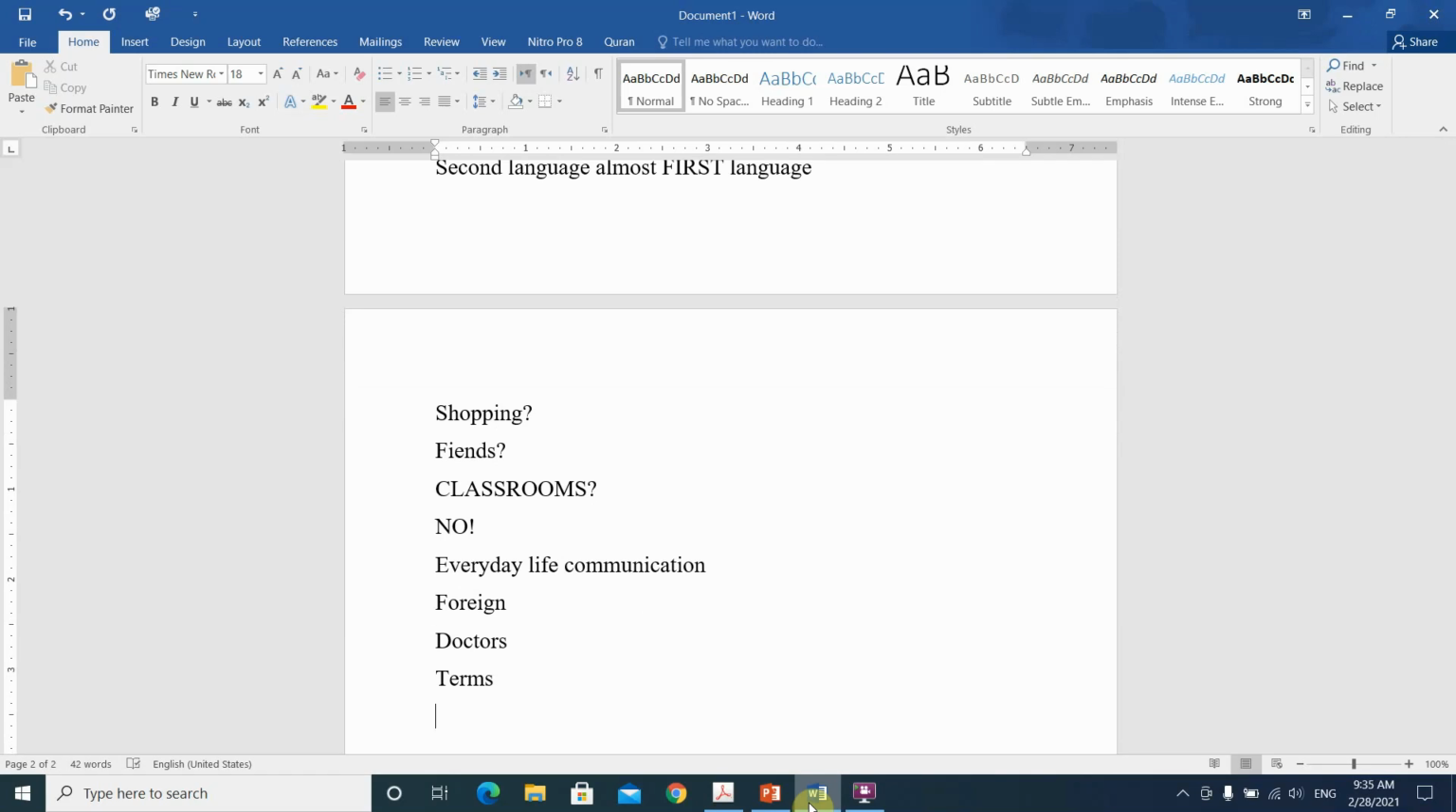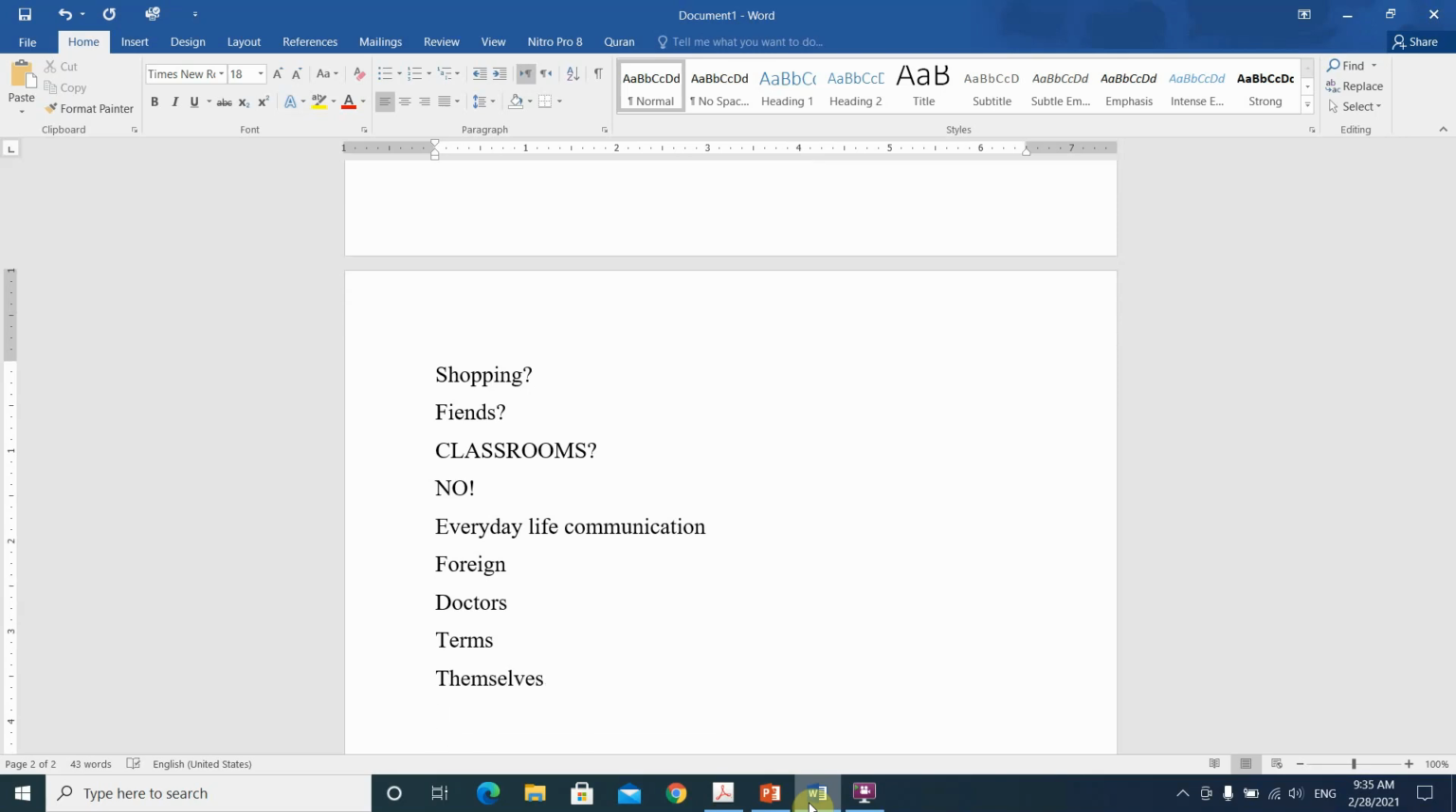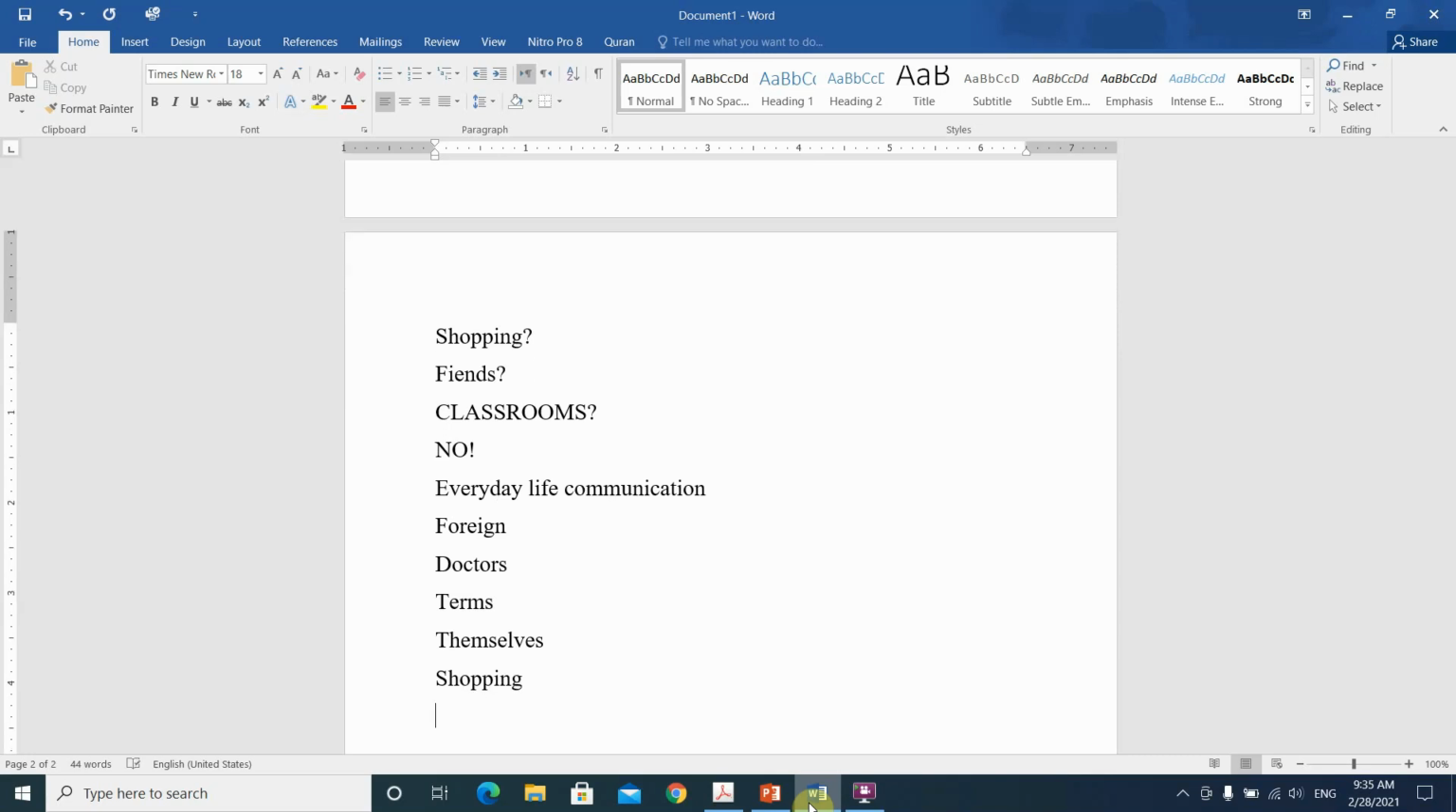But look at India, look at English in India. They use it for everyday life communication. They use it among themselves when they talk to their friends. When they go shopping, they use English. When they communicate with other people, they use English. طبعا الهند ليش انطيناها مثال؟ Because it is a special case.